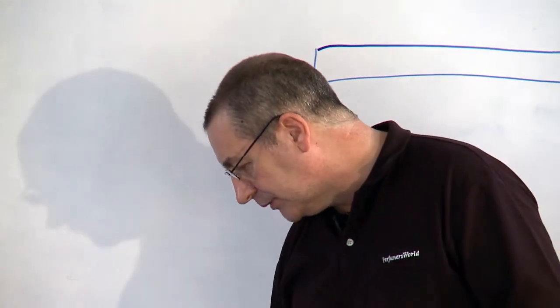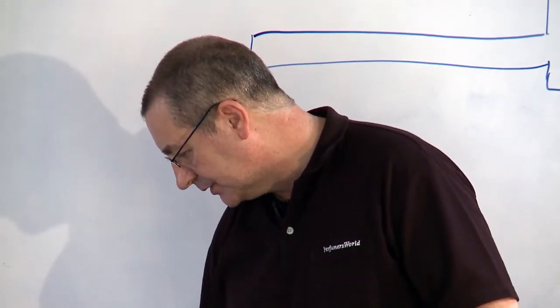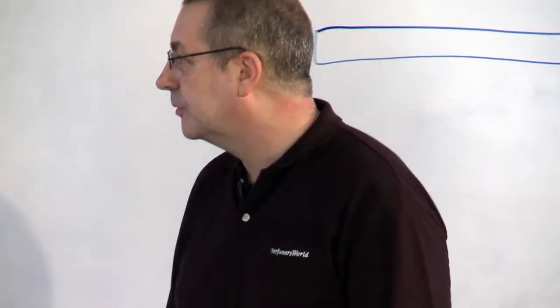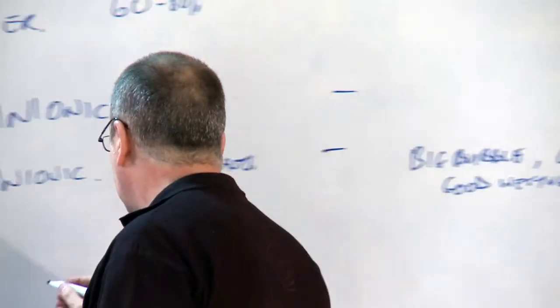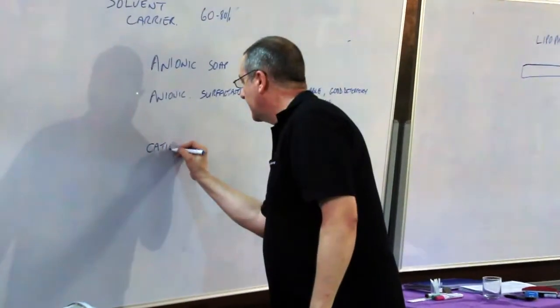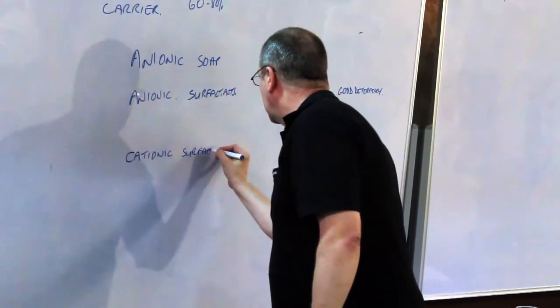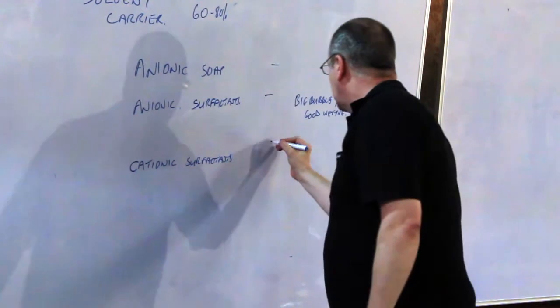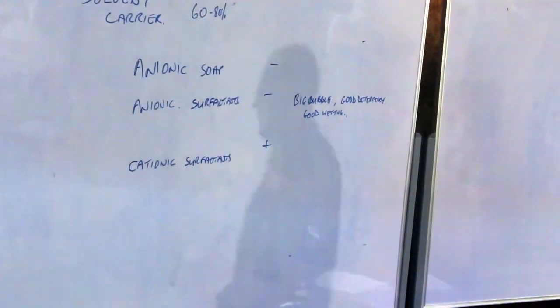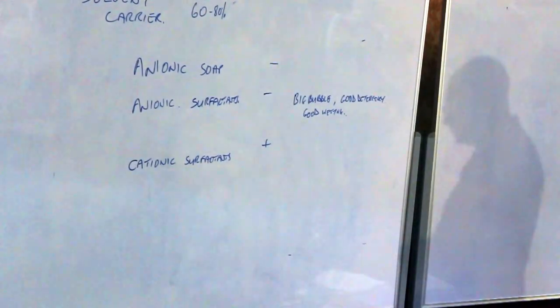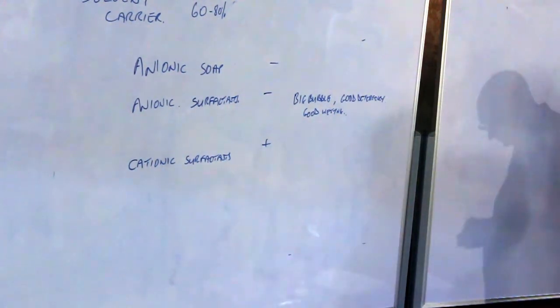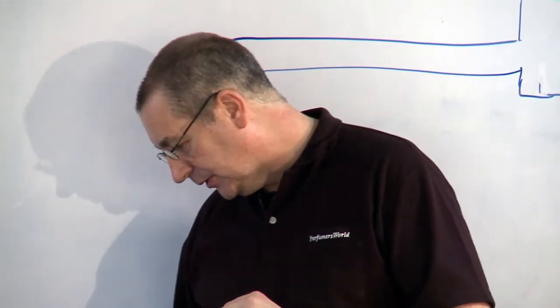I'm going to go down and then go to the first one last. The next group of surfactants we get are the cationic surfactants. These have a positive charge, and they have names usually with the name quat in them: quaternary ammonium salts.